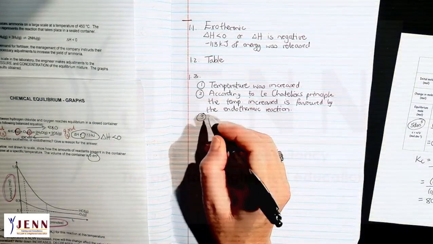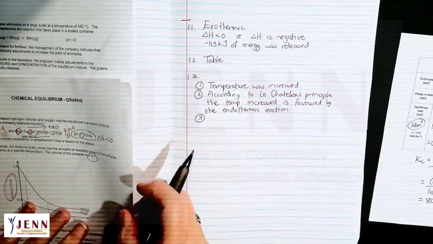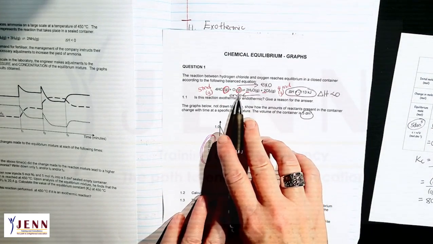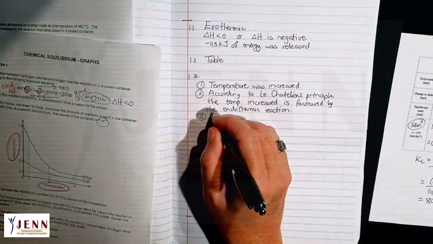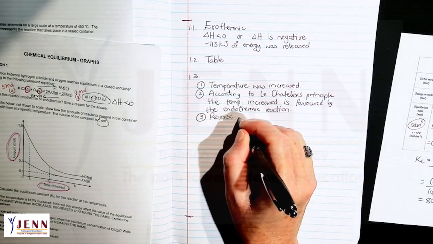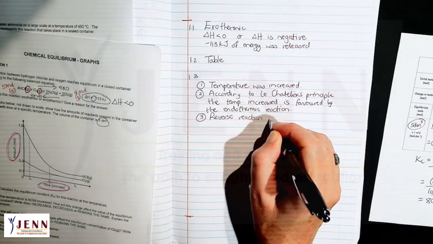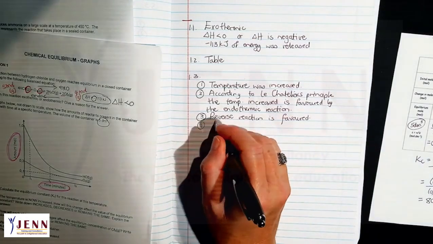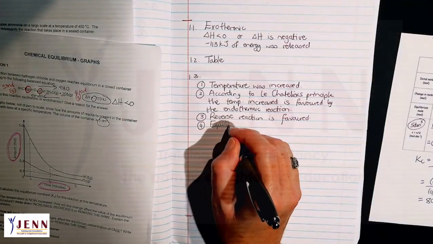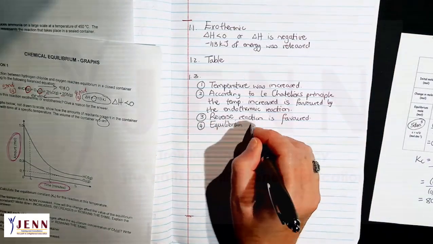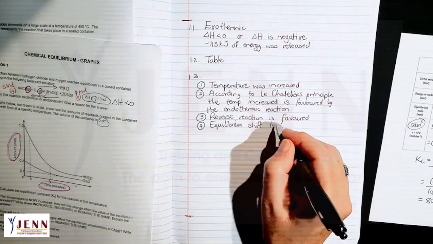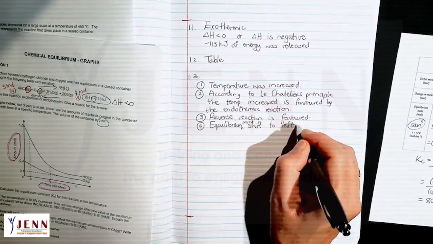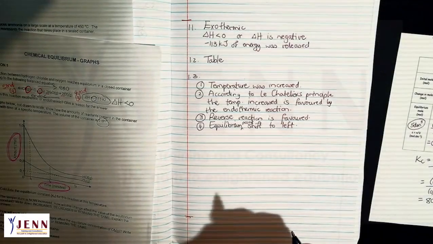And now I go back to my reaction, and I look at the work that I've done when I started. I see that I've indicated my reverse reaction is favored, so I'm going to say my reverse reaction is favored, and that means my equilibrium shifts to the left, my equilibrium point shifts to the left. Okay, but that is not the only thing, that is not the answer.